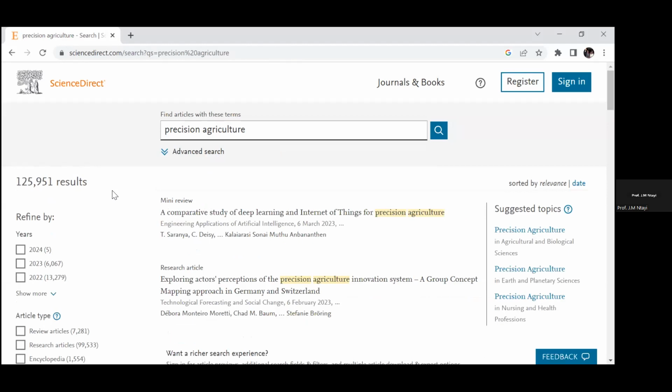125,000 hits. But these hits should not excite you, because it is possible that precision agriculture is appearing maybe in the reference. So you have to begin to restrict this so that you are able to select articles that can answer your questions. Remember, the driver here is the questions that you have set out to answer. So let's go and restrict this one.